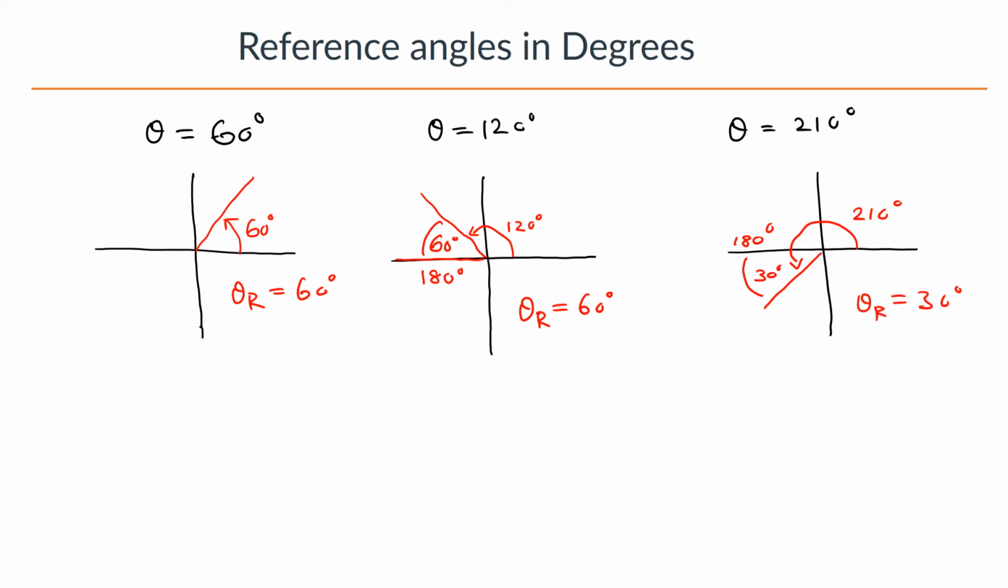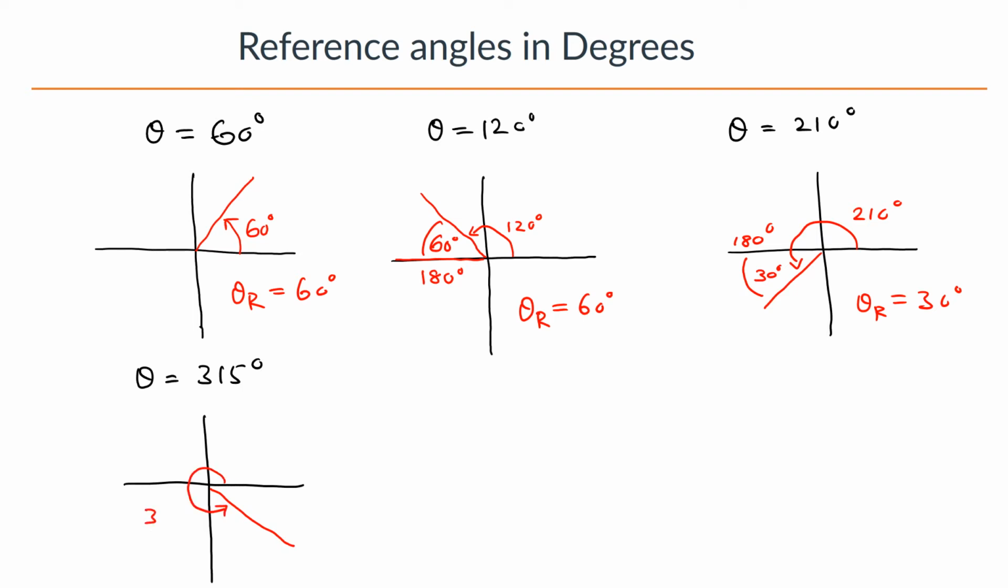So next, look at theta equal, let's say, 315. Let's draw the angle again, and you can see this is more than 270, less than 360. That means the angle is in the fourth quadrant. So this is the angle.